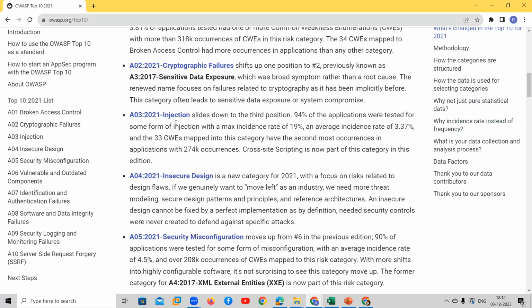The third is injection. Injection slides down to the third position. 94% of the applications were tested for some form of injection with a maximum incidence rate of 19%. These are the statistics according to OWASP. And cross-site scripting, which was an independent vulnerability in 2017, now merges with injection. So cross-site scripting is now a part of injection as a vulnerability.